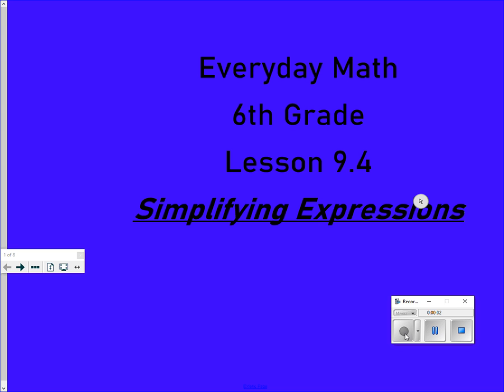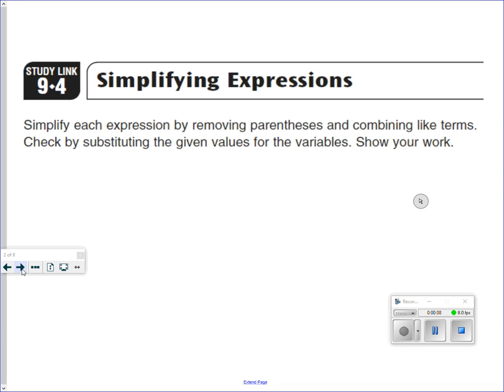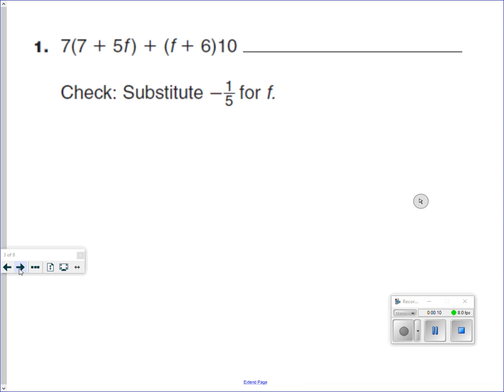Hello, sixth graders. Today we're going to be simplifying expressions, and we're going to be using the distributive property while doing that, okay? Let's take a look at this first problem. We're not going to be substituting negative 1/5 in for f, but I just want to show you guys how to break this down, okay?